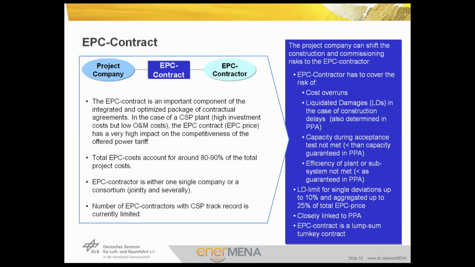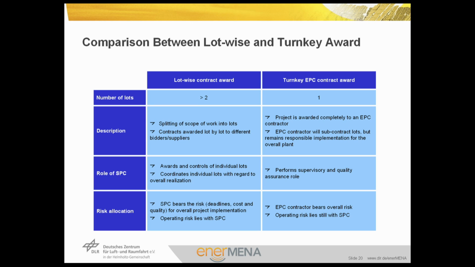But what does it mean by saying lump sum contract? An EPC contract, for our understanding, is a so-called turnkey contract. This means one lot only. The contract is given to a company or a consortium of companies to construct the power plant and hand it over to the owner. Whereas there is also the so-called lot-wise approach, where several lots to construct the power plant are applied. Different from that is having more than one EPC contract to build one CSP power plant.